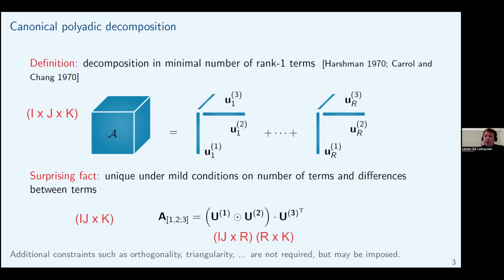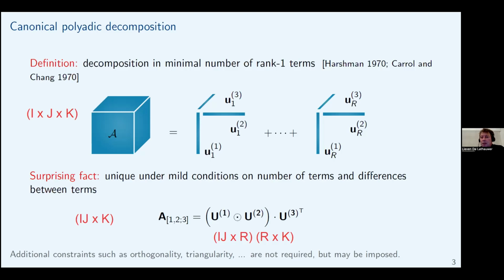Now the first surprising thing is that this decomposition, this CPD, is unique under very mild conditions. Very mild conditions means that we don't need things like orthogonality or triangularity or that kind of stuff that makes matrix decompositions unique. There are some conditions, but they are really mild and easily satisfied in applications.